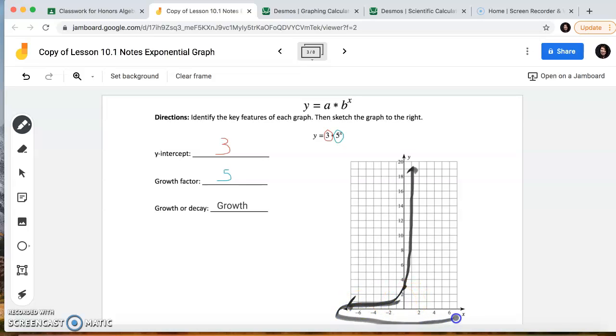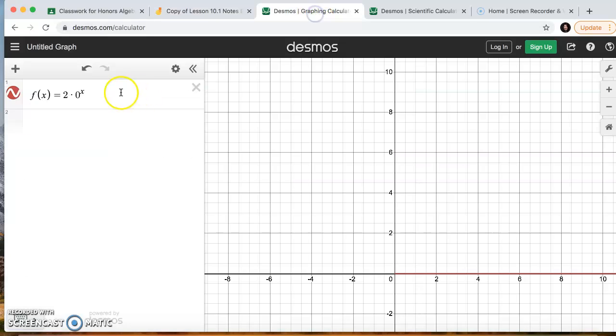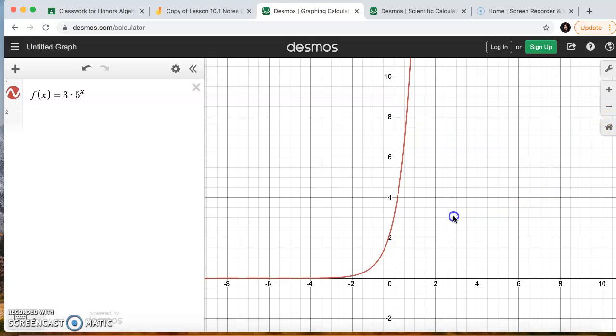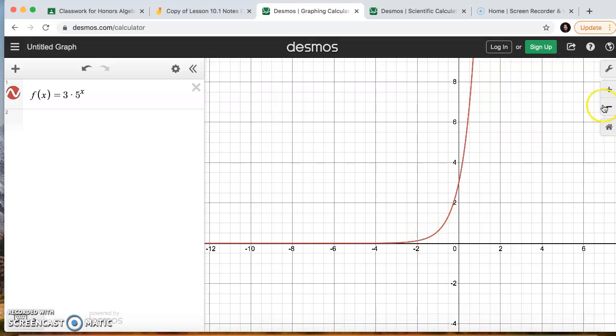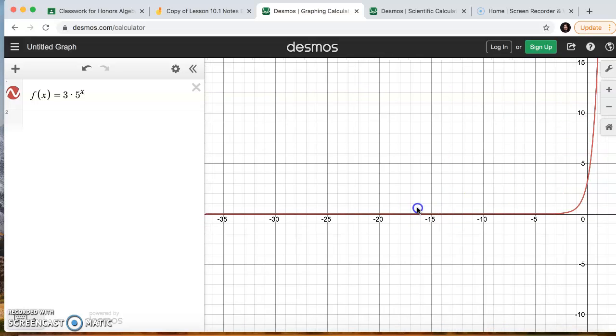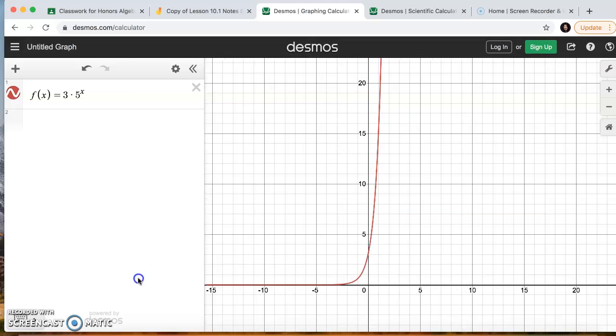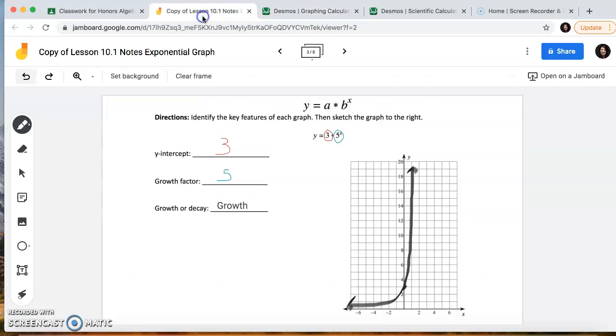The graph is never going to hit this x-axis. It's going to get really close. It's going to look like it touches it, but it never actually does. And I'll show you here, if I change this to a 3, change this to a 5, the graph looks like this. It looks like it hits the x-axis, but it actually never does. If we keep going this way, you're going to see it never actually hits the x-axis. It gets really close, but never hits it.